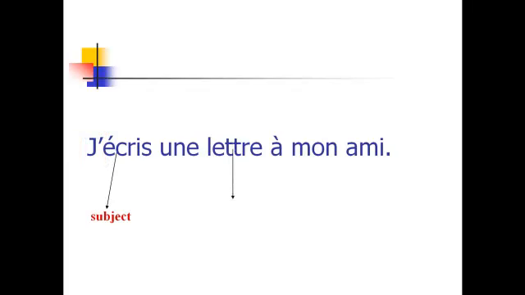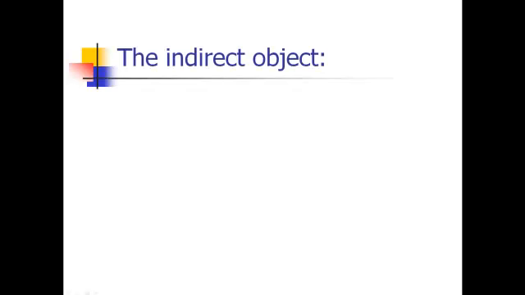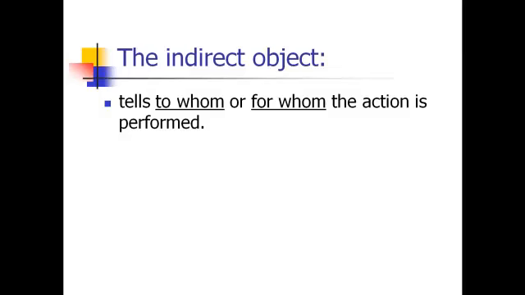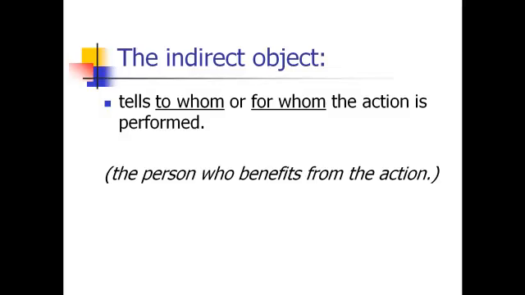Then we have une lettre. Une lettre is the direct object in this sentence. It is directly being written on. Then we have mon ami, which is the indirect object. It is indirectly receiving that writing. Something is being written to my friend. So that by definition, an indirect object tells to whom or for whom the action is performed. The book likes to put it in this way: the person who benefits from the action. But I like to think of it as to whom the action is being done, because that little word à, or a contraction of à, will be in sentences that have an indirect object.